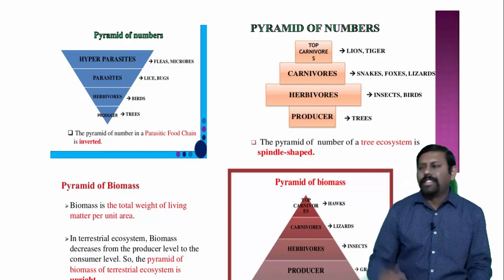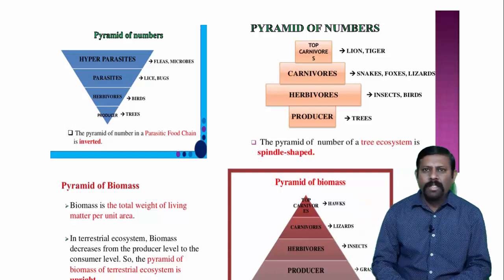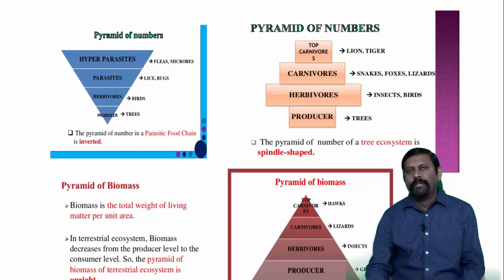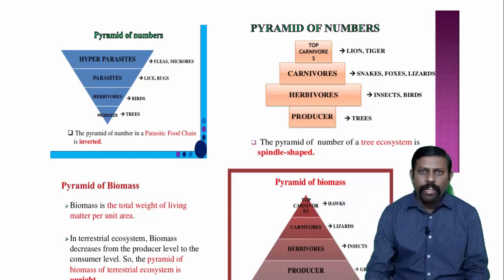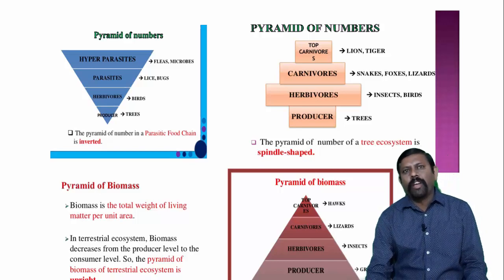This is the pyramid of biomass in a terrestrial ecosystem. Pyramid of biomass in an aquatic ecosystem. The pyramid of biomass of an aquatic ecosystem is always inverted.